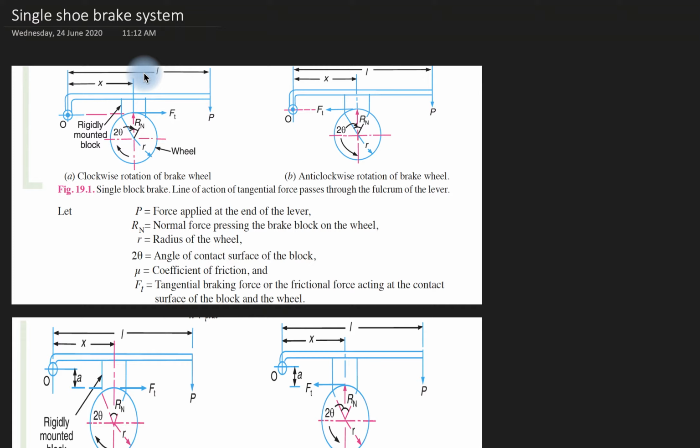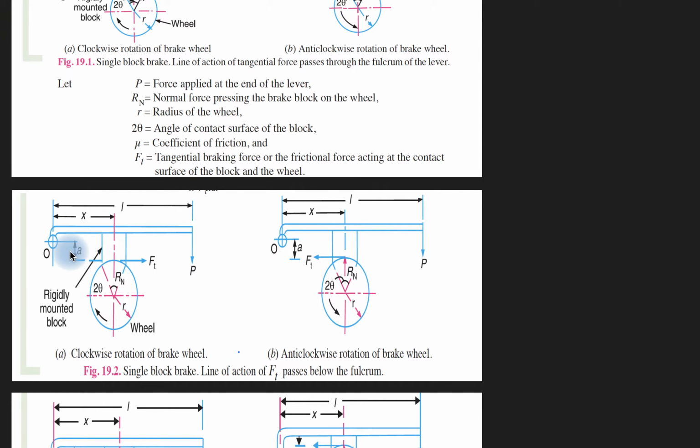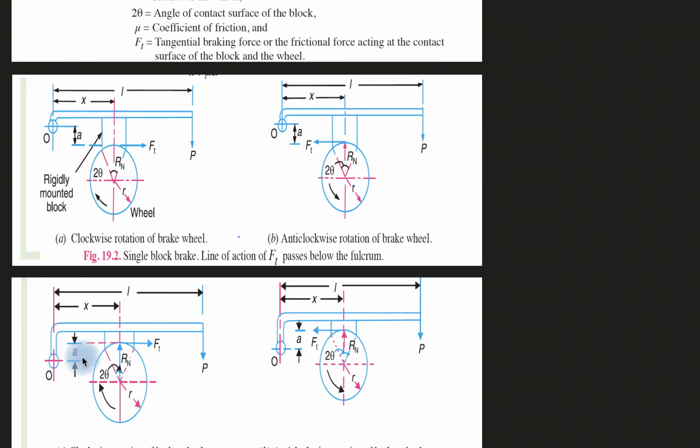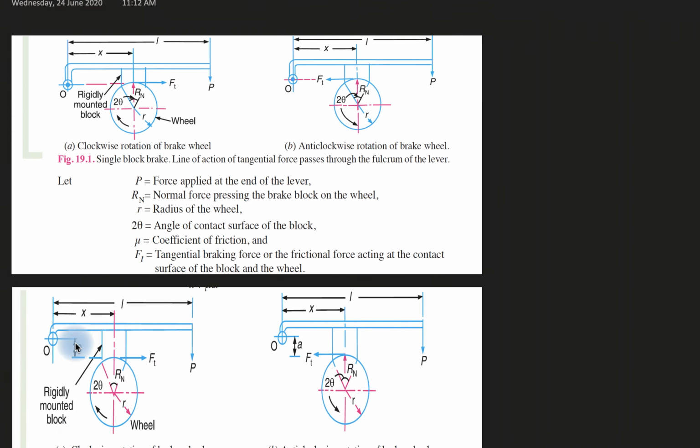Hello friends, we'll discuss the case of single shoe brake system, and in total we have 6 cases in the single shoe brake system. Each case is clockwise or anti-clockwise, and depends on whether Ft is passing through the fulcrum O, below the fulcrum, or above the fulcrum. So there we have 6 cases.